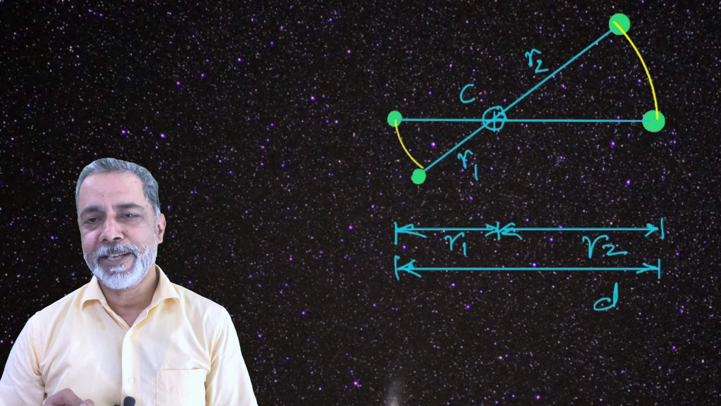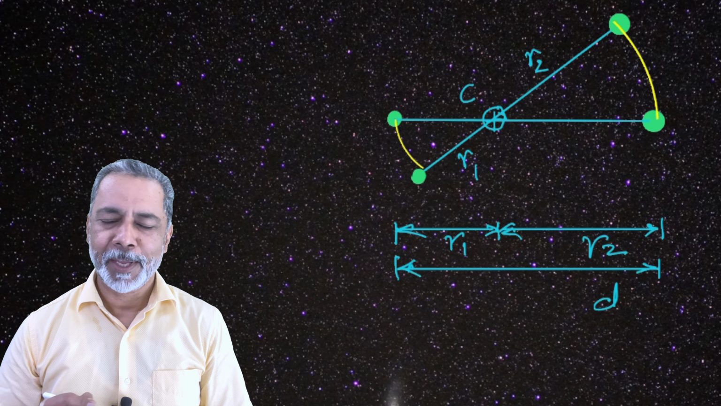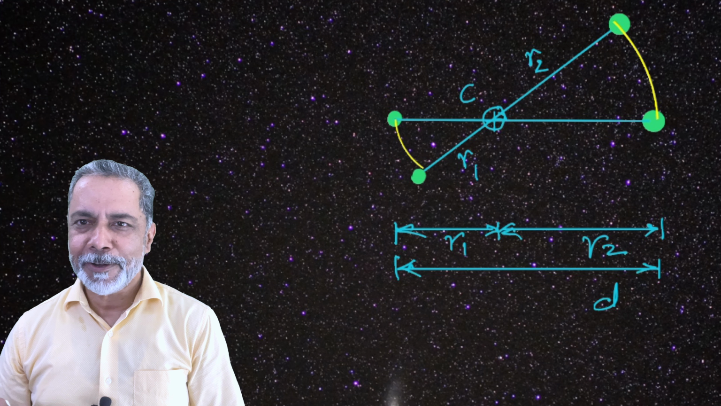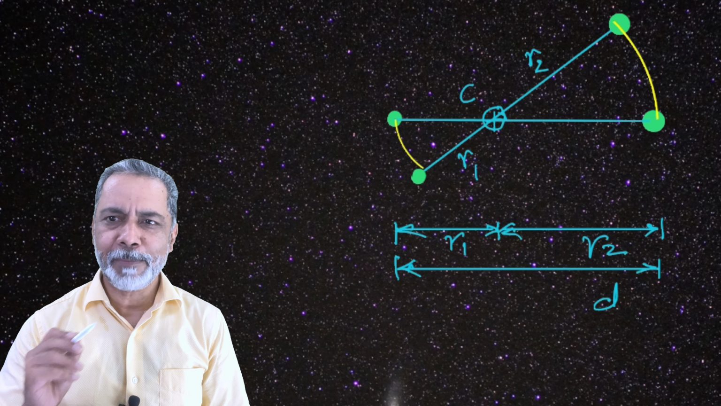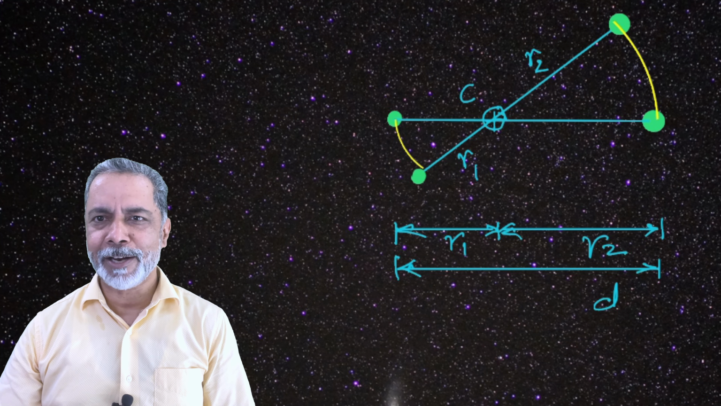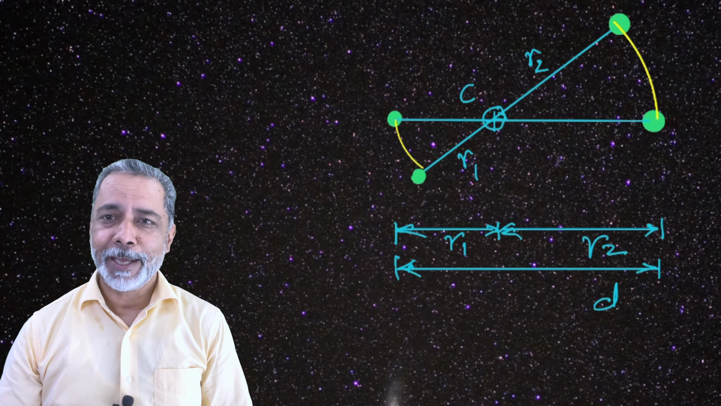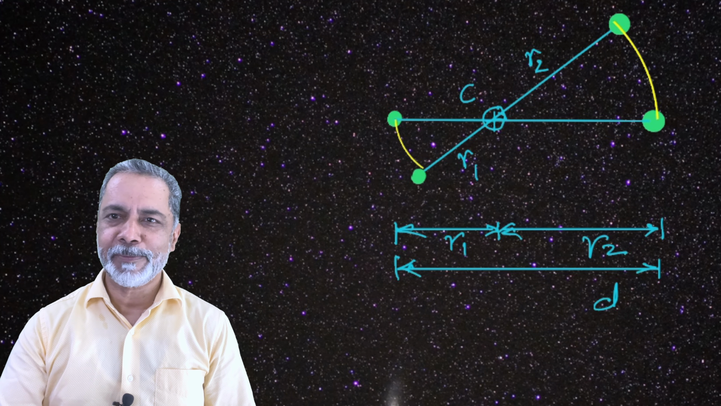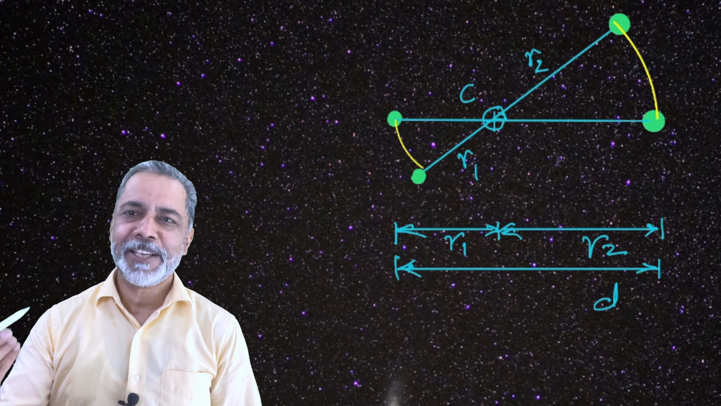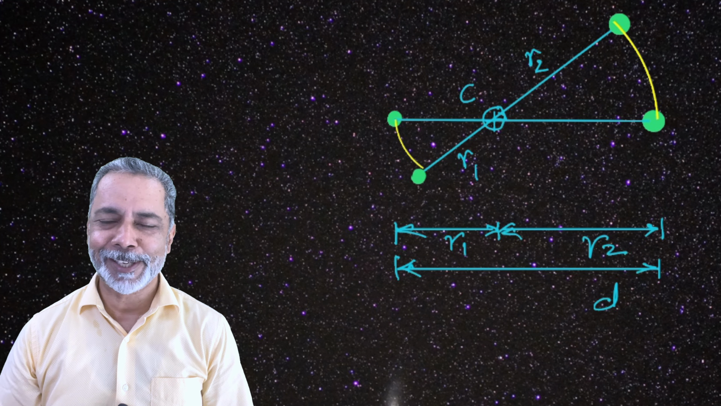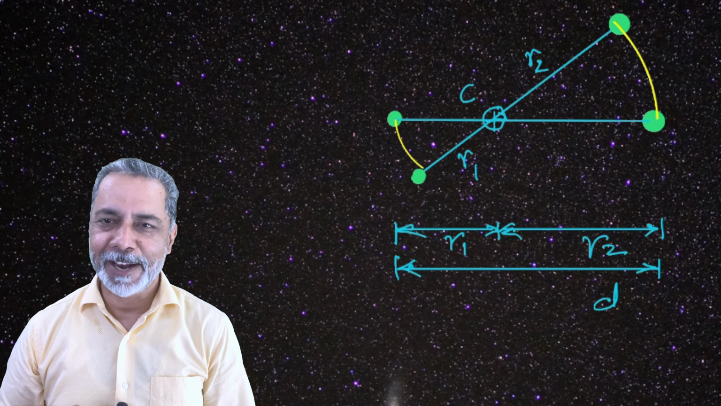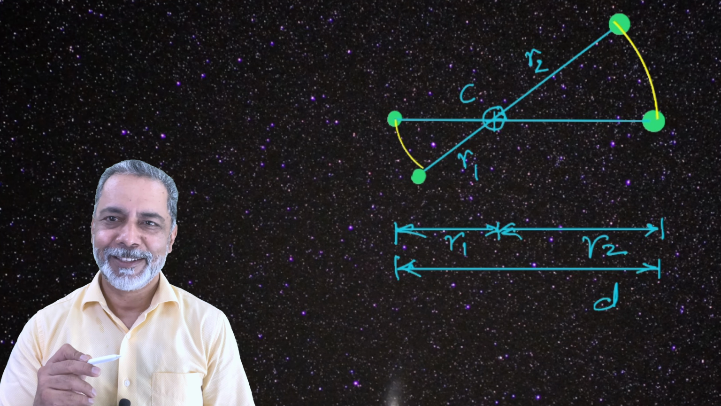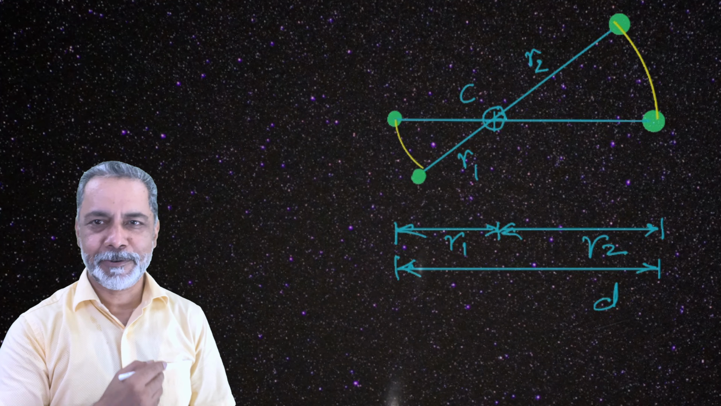Now, why is it that they rotate about their common center of mass? We are making a very simple assumption here that there is no external force acting on the system of these two stars. The assumption being that any other stars are so far away that they exert no influence on these two. If there are no external forces on this system of two stars, then the center of mass is at rest. When the center of mass is at rest, that becomes the common center of rotation.